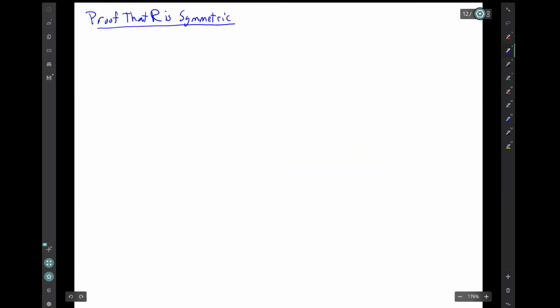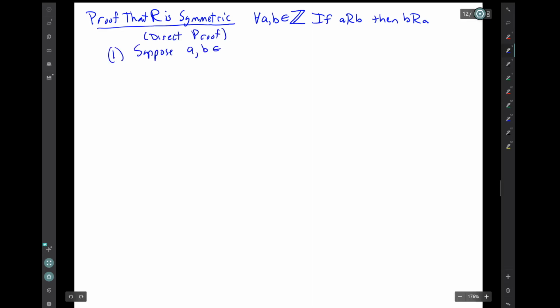Well, let's remember what the statement that R is symmetric is. The statement that R is symmetric is this universal conditional statement: for all integers a and b, if a is related to b, then b is related to a. Well, how will a proof of this have to go? We have no choice. It's going to be a direct proof. We have no choice but to introduce generic particular elements of the domain that satisfy the hypothesis. And we have no choice about how this has to end. We have to end with that.